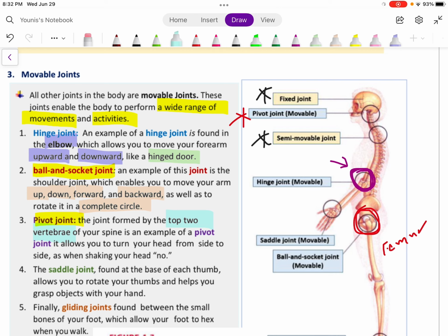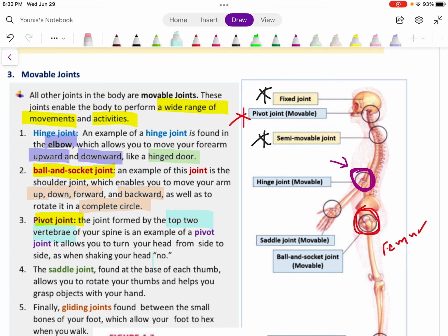It allows you to turn your head from side to side, just like when you are shaking your head and meaning no. So the upper two bones of the vertebral column have a joint called a pivot joint. This pivot joint can only turn your head to the left and the right. When you shake your head, it's that joint that provides that kind of movement. So side to side, left to right.